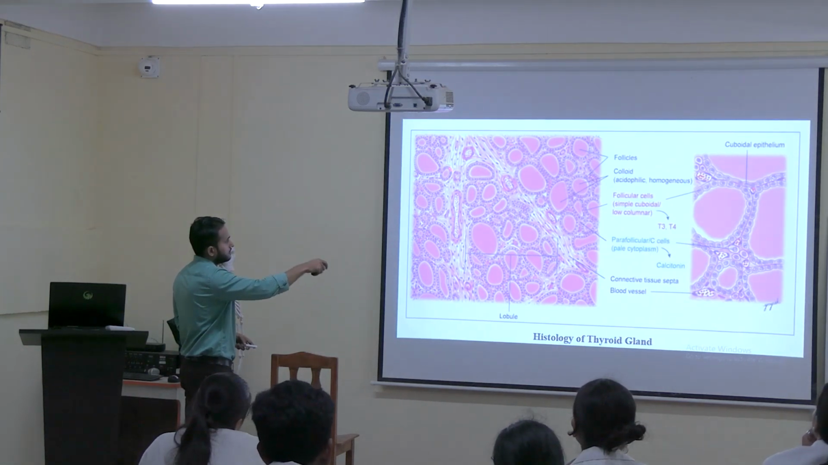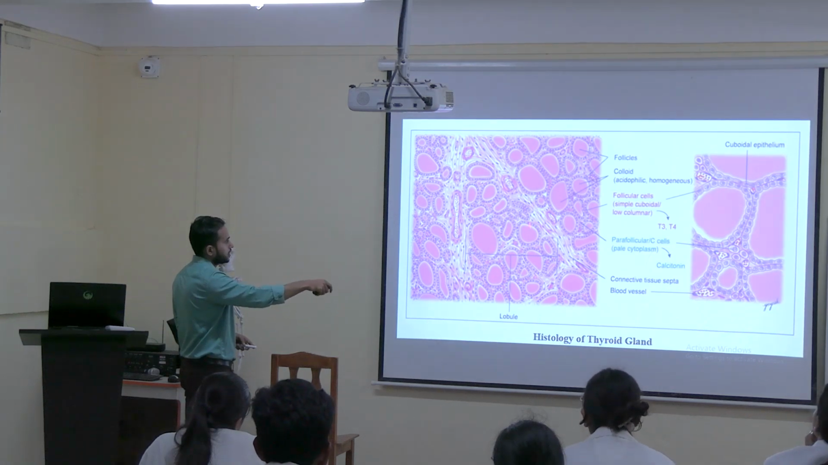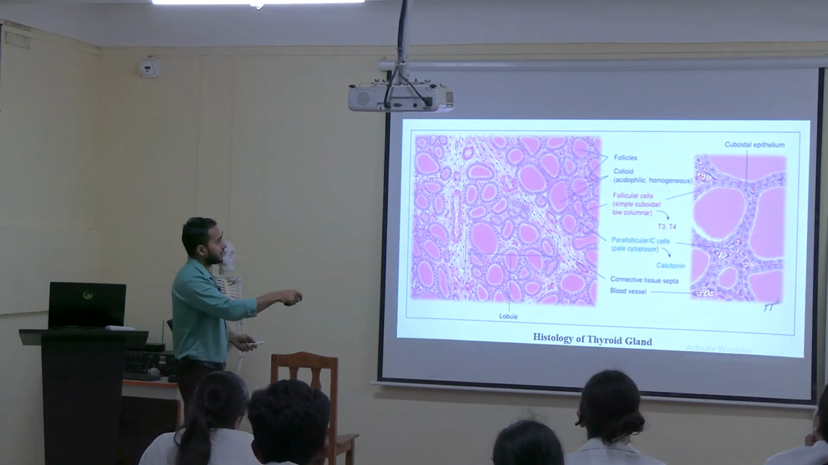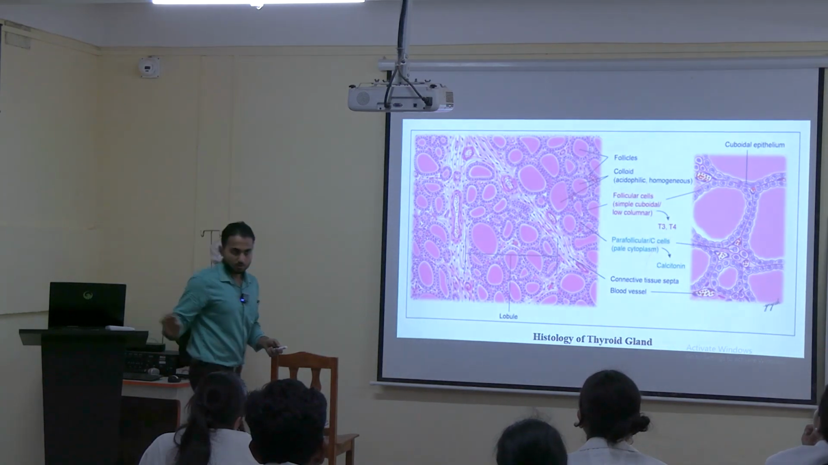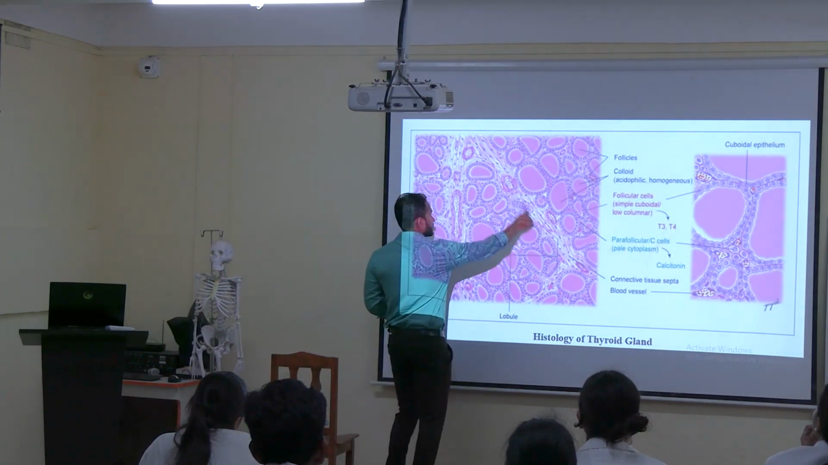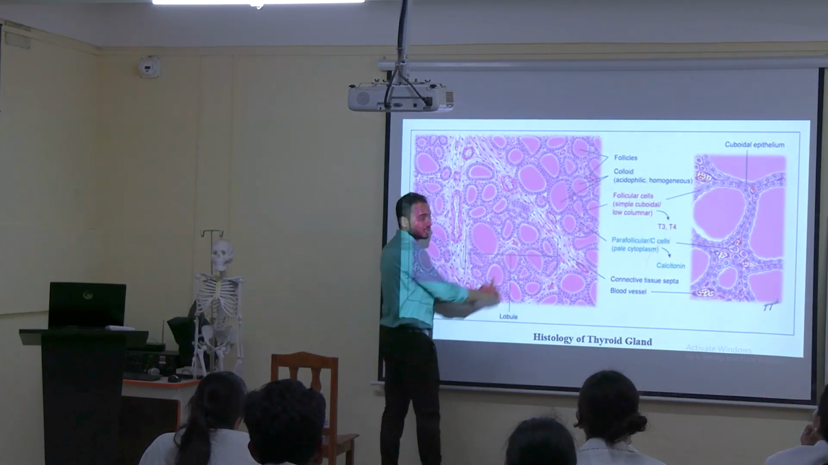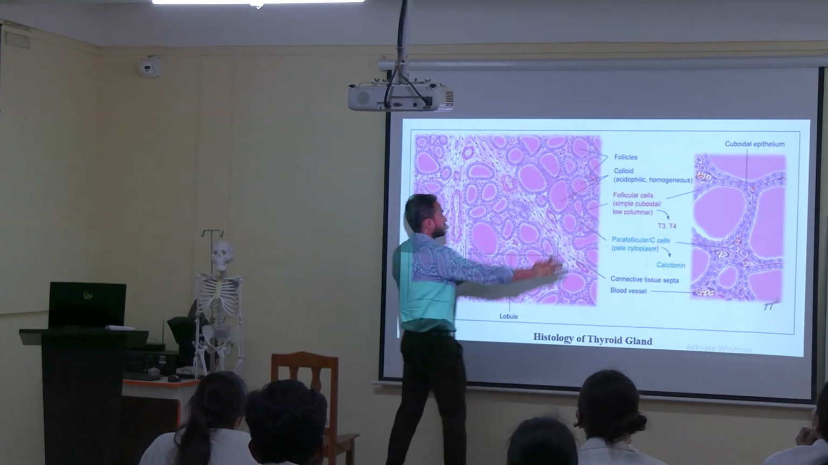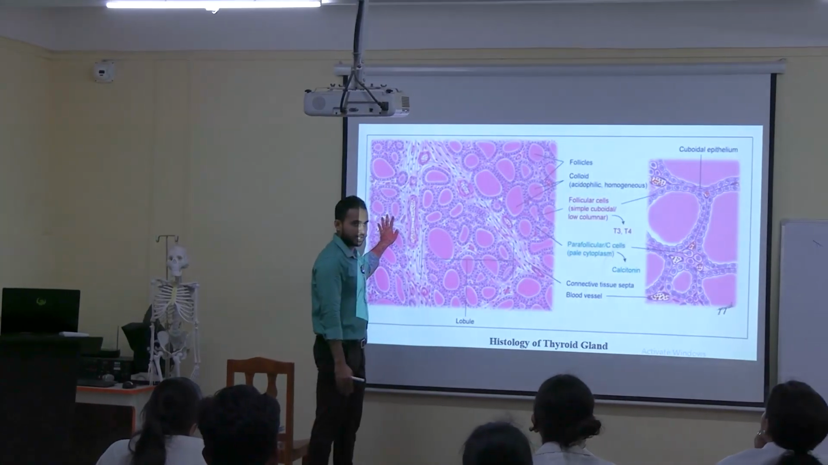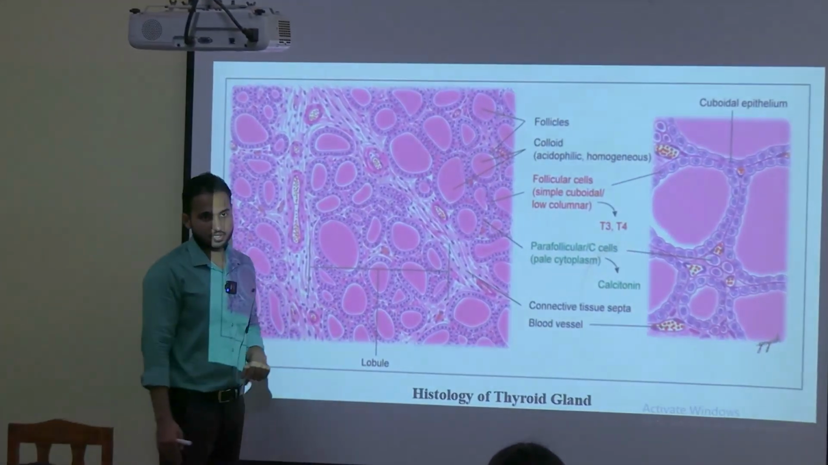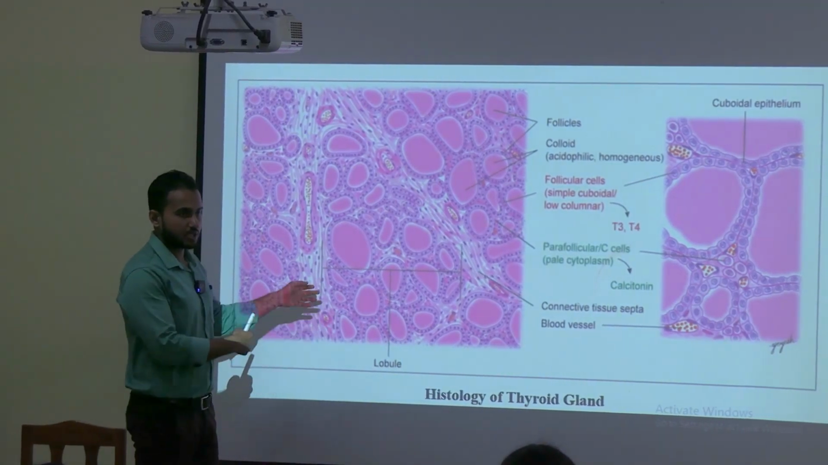In between the connective tissue septa, you can see this is one lobule. Now inside the lobule, what are these? This is connective tissue septa, and inside that is the lobule. So this is one lobule, this is one lobule, this is one lobule. Now inside the lobule, what are these? Follicles.